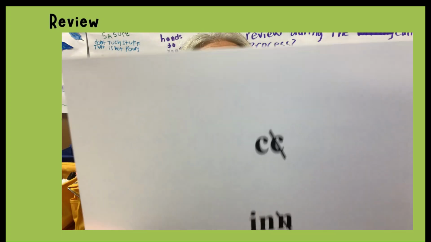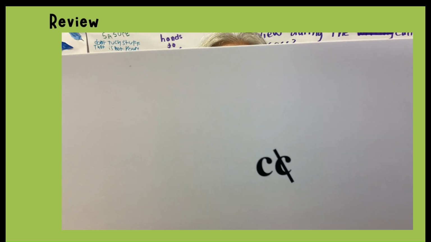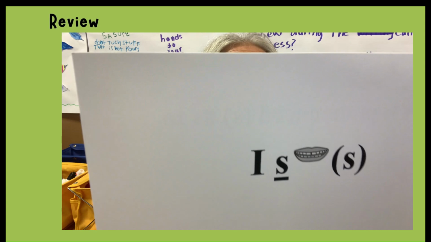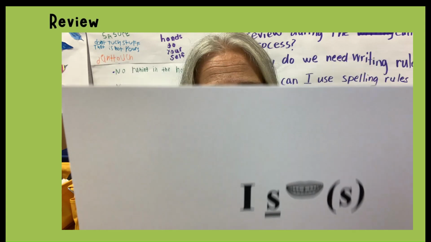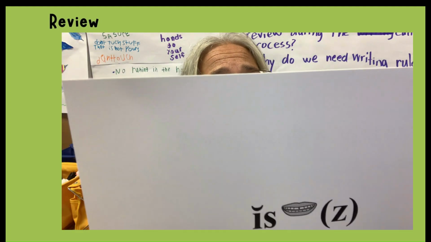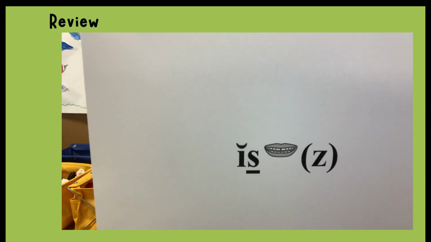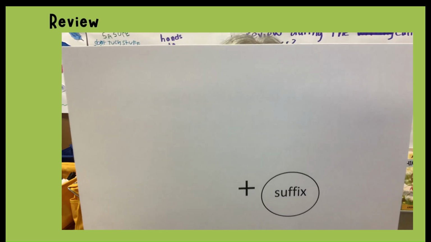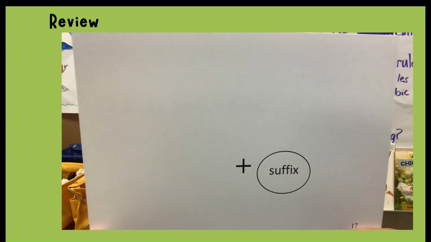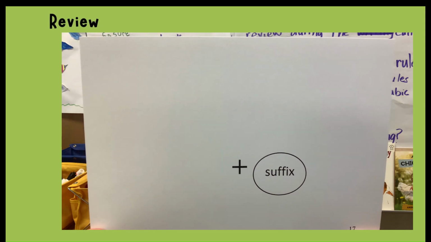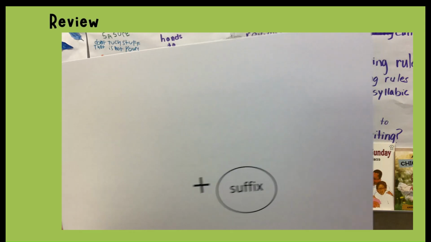When we see two like consonants side by side, we mark out one. Its sound will hide. We do not pronounce the sound of both consonants. Initial S is pronounced S, as in sat. S says Z after a short vowel sound, as in is. A suffix is a letter or letters added to the end of a base word. We circle suffixes.